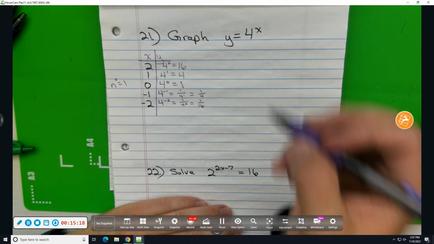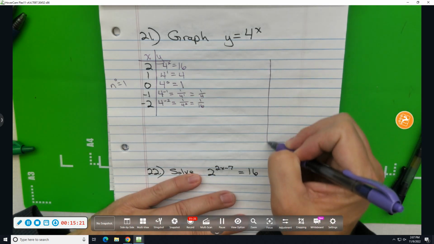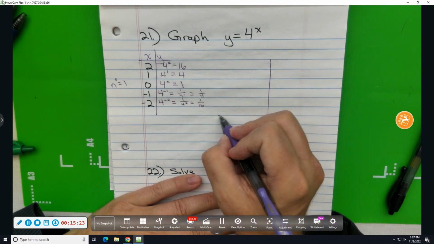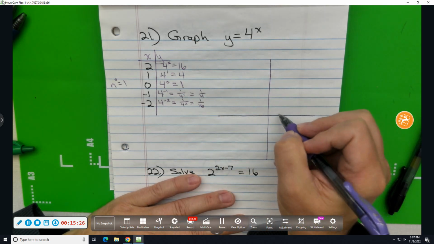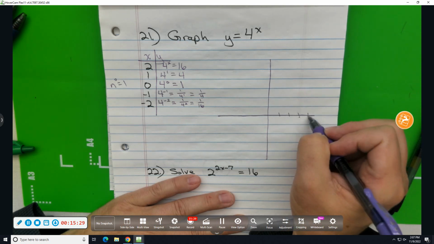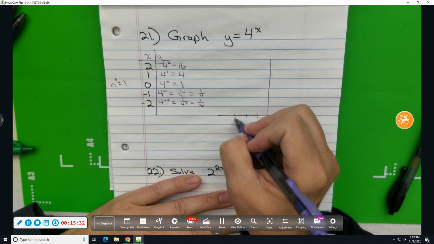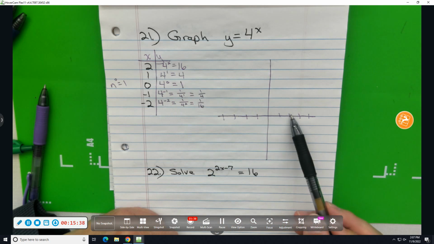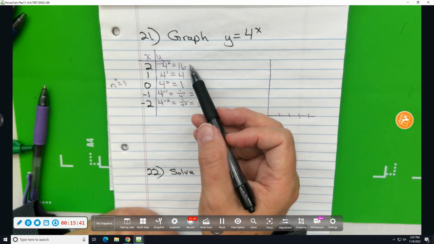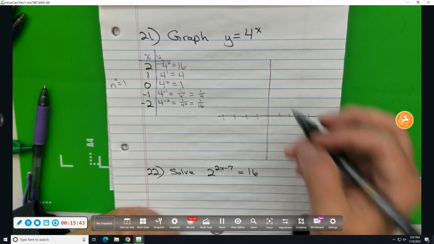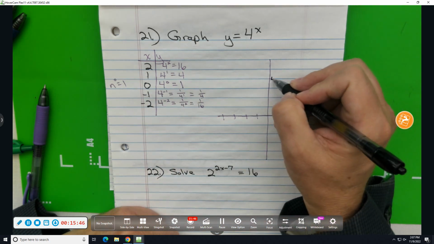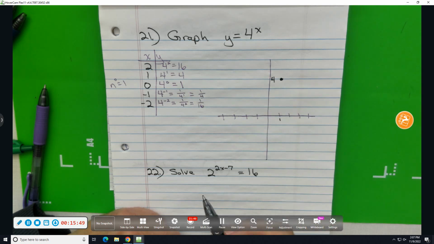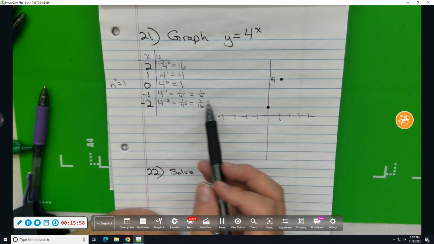So drawing our XY grid, remember we said we expect one side of the graph to be extremely steep, almost vertical. We expect the other side of the graph to be very flat, almost horizontal. Right 2 up 16. I'm not going to bother plotting that ordered pair. 1, 4. Right 1 up 4, right there. And then the ordered pair 0, 1. I know where that is, right there. And then left 1 up 1/4.